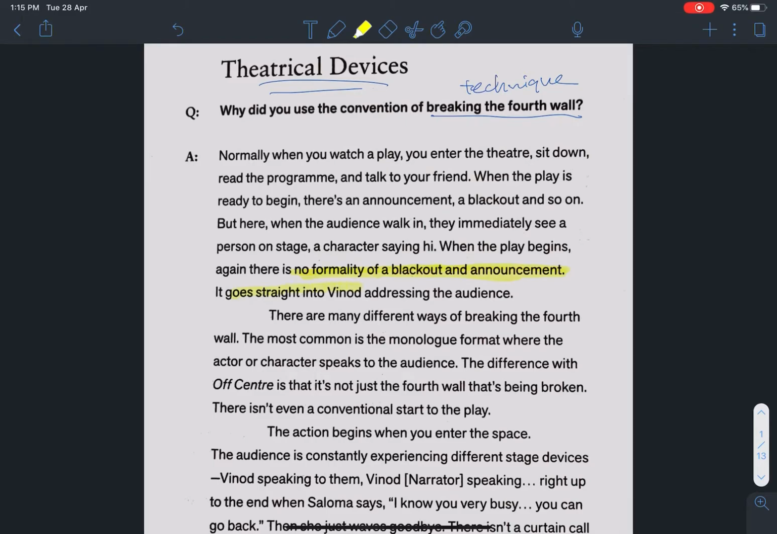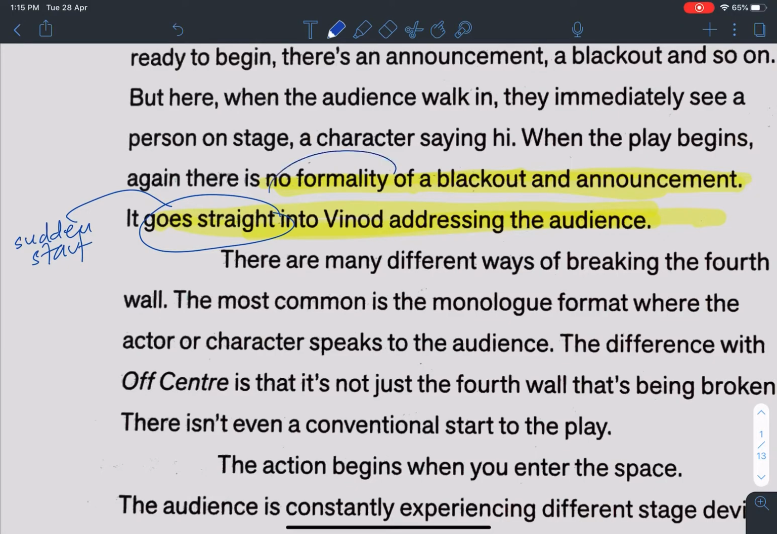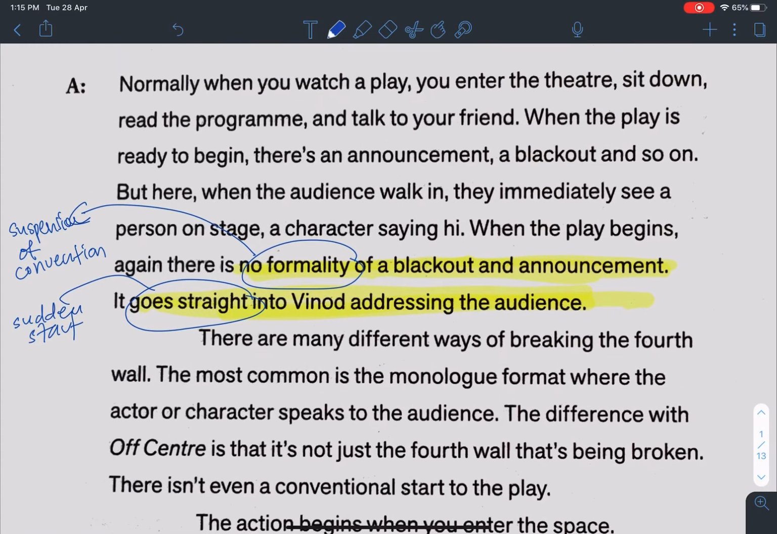Okay, it goes straight into the action, not addressing the audience. So here what can I say? It goes straight into, so I might observe something. It is a sudden start. And also there's no formality. So I could make a conclusion: there's a suspension of convention. So I'm picking out something. Okay, I did not know this so clearly. Okay, or rather I knew it, but I hadn't processed it, right? Okay, cool. There's no starting scene.